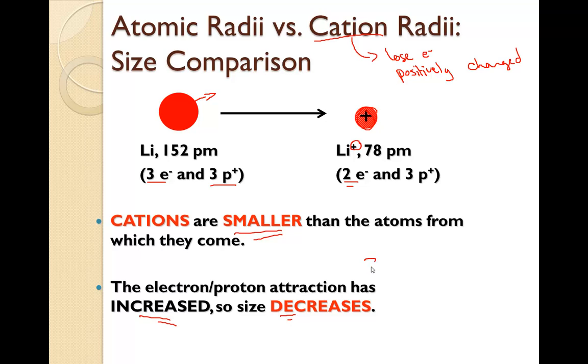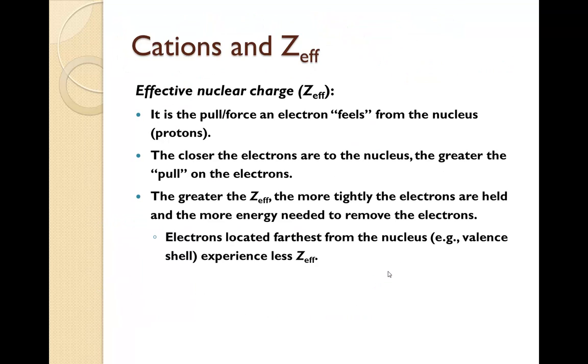Remember we had talked about the Z effective before. Well, that charge from the nucleus is being dispersed around the electrons. If there are fewer electrons there, that means that effective charge is going to be even greater on the electrons that are left over. So it kind of sucks it in.